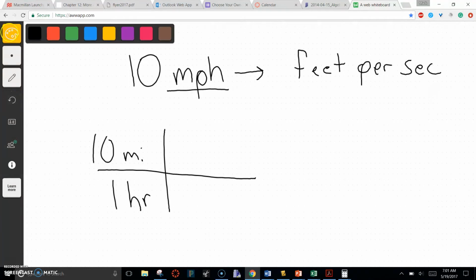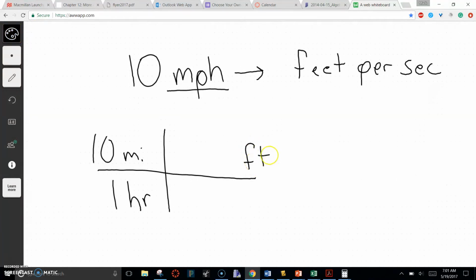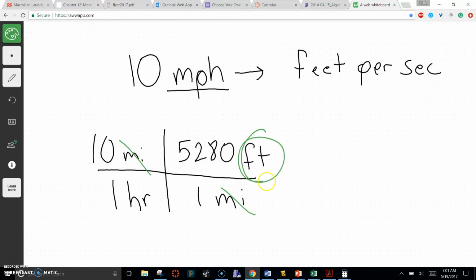So step number 1 is get this top part to feet. So I go, okay, I know that there's 5,280 feet in 1 mile. Again, the miles would cancel, and I have the unit that I wanted on top, which is feet. Now I'm going to extend this chart, and I would like this to go to seconds. Well, the issue is I don't know how many seconds there are in an hour, but I do know how many minutes there are in an hour.